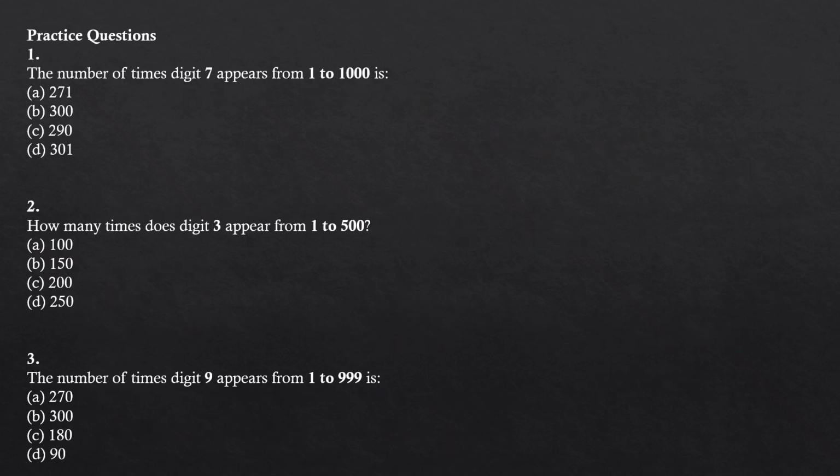So I have these 3 questions for your practice. Question number 1. The number of times digit 7 appears from 1 to 1000. Question number 2. How many times does digit 3 appear from 1 to 500? And question number 3. The number of times digit 9 appears from 1 to 999. Please practice, and if you have any doubt, you can ask.